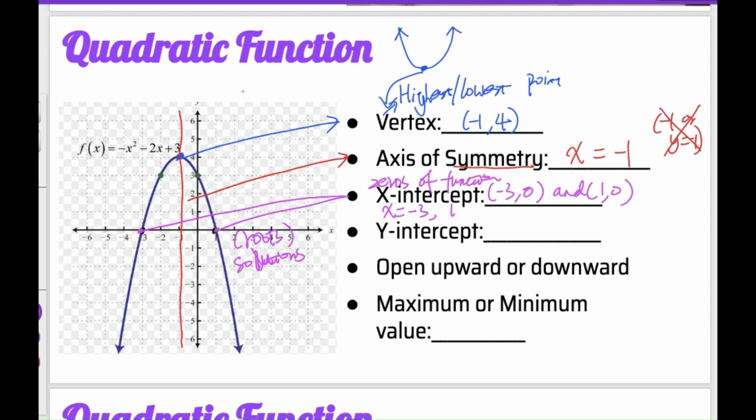Okay, so the y-intercept in this case is where the graph touches the y-axis, which is at y = 3. You can also write down (0, 3). This is the location for the y-intercept.